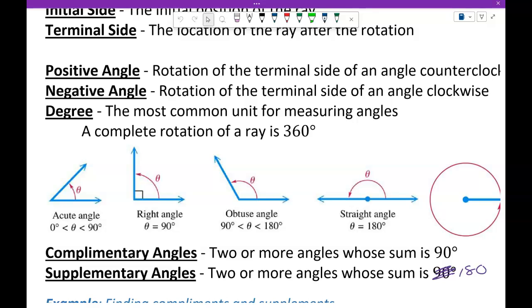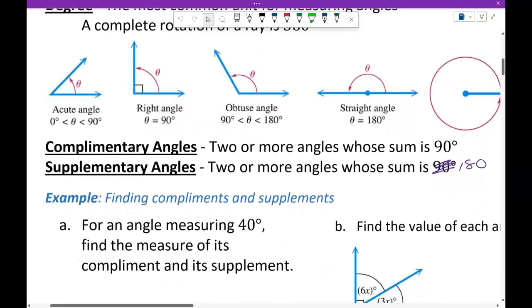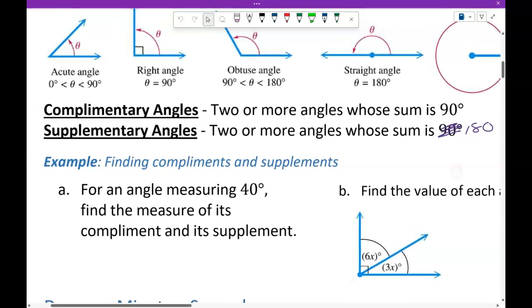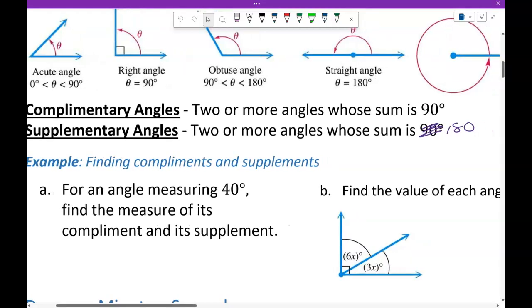Any angle that measures between 0 and 90 is considered acute. Right angles are at 90 degrees exactly. Obtuse angles are 90 to 180, and straight angles are 180 degrees. An important relationship is complementary and supplementary angles. Two or more angles whose sum is 90 is a complementary angle relationship, while two or more angles whose total sum is 180 degrees is a supplementary angle relationship.